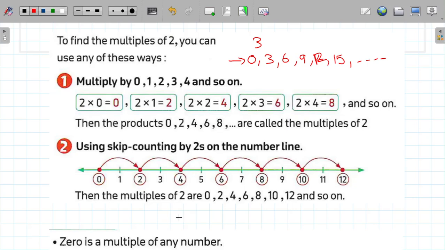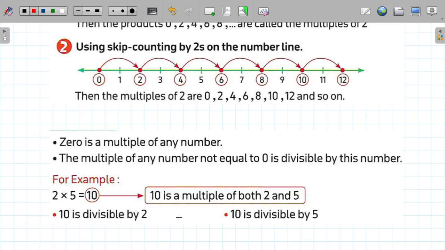Okay, but listen, we have some notes about this point. The first one is that 0 is a multiple of any number. So if I wanted to find the multiples of 4, 5, 6, 7, any number, we will start every time with 0. Okay, so if I wanted to find the multiples of 10, I will start with 0. After that we have 10, 20, 30, 40, and so on. I started with 0 and I added 10 every time to find the multiples of 10.